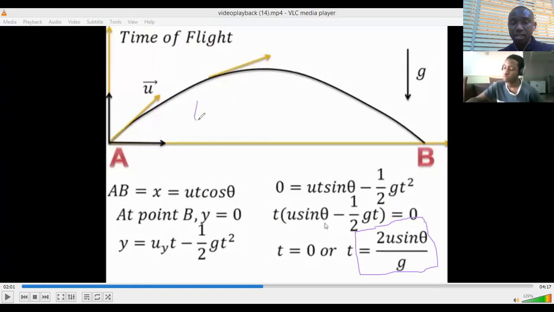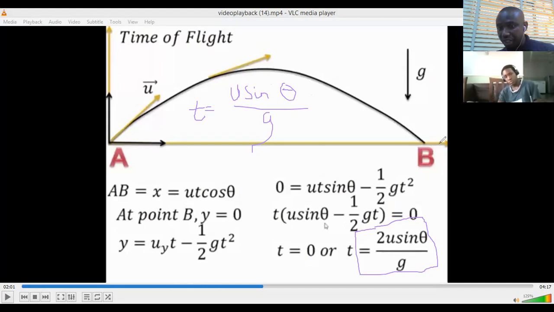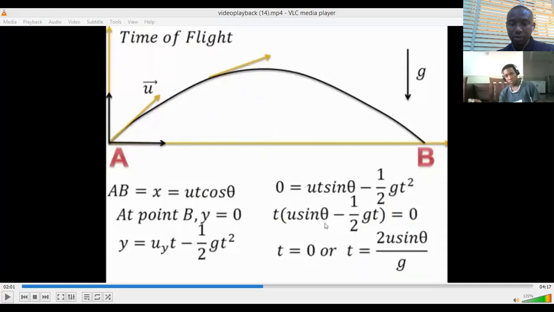Why your small t is u sine theta over g, but your total time of flight is 2u sine theta over g. Remember, it has to be twice, from the point of projection to where it reaches the plane, and then again. So that's 2. All right. Let's continue, please.